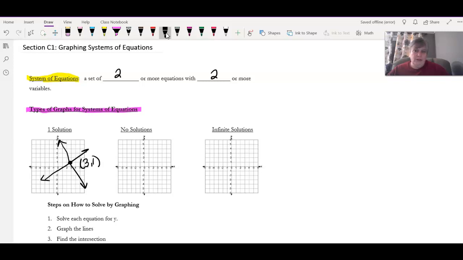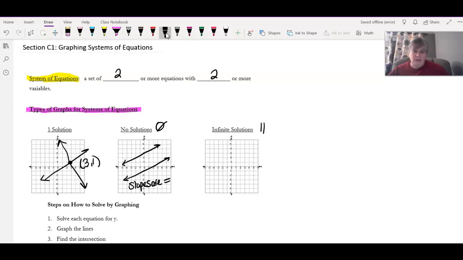No solution is when they don't intersect. And so lines that don't intersect are parallel lines. So it's still the symbol for no solution. But if you remember back from your algebra and geometry days, parallel slopes are equal. So if you have parallel lines, the slopes are the same, which means they're never going to intersect.